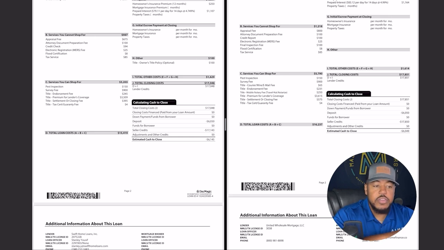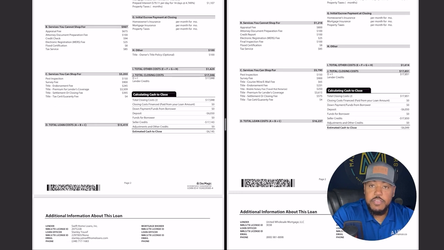All right, so you get into a bunch of other fees, and most of these fees are standard. Your lender cannot control them. They are title fees, especially when you get into Section C. Those are title fees that the lender does not control, okay?